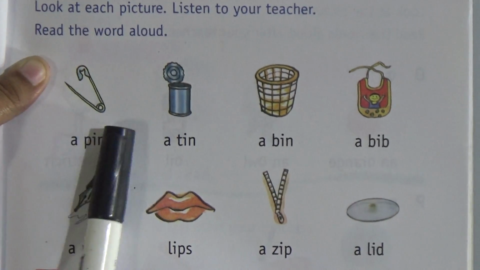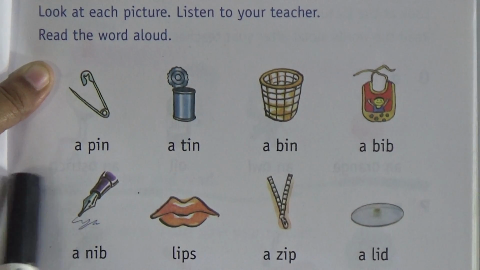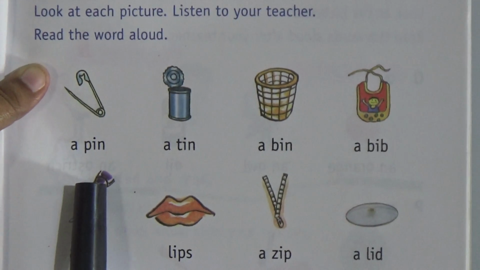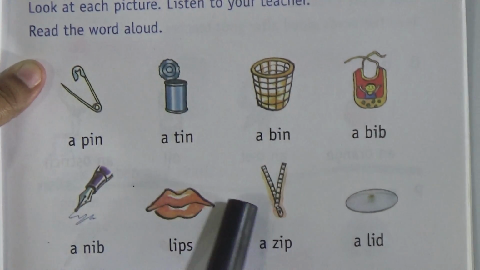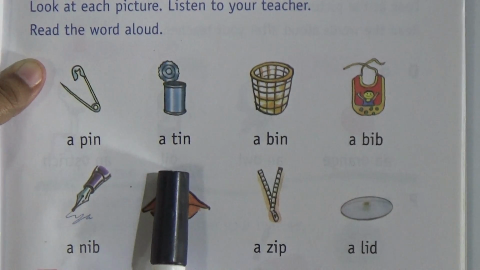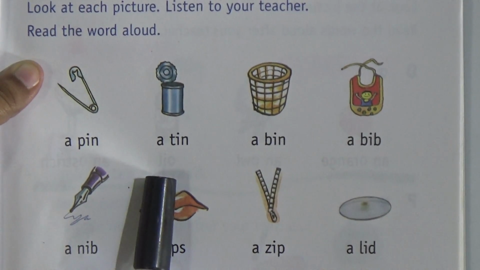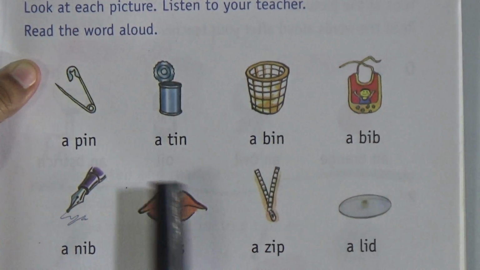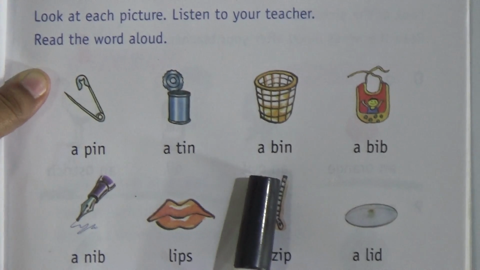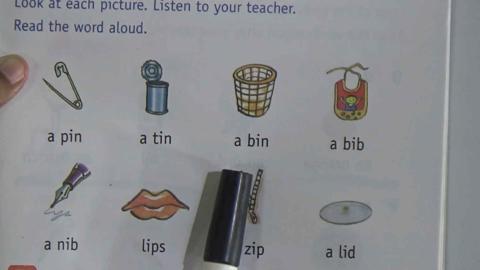What is this? This is a safety pin. That means a pin. P-I-N, pin. Now the next one, this is a tin. T-I-N, tin. This is a bin. B-I-N, bin.